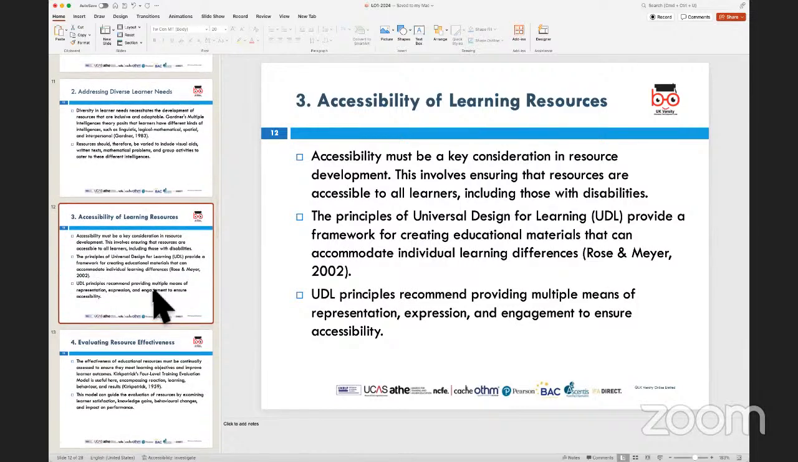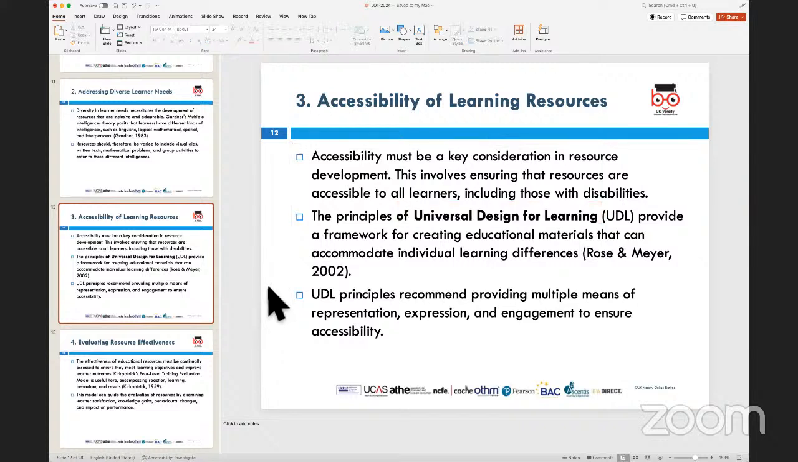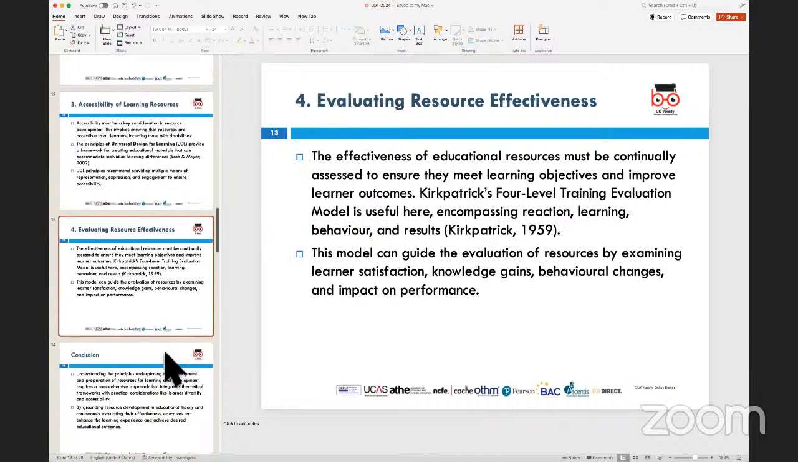Accessibility to resources, we've covered that. The principles of universal design of learning provide a framework wherein all the educational material that is prepared has to accommodate the needs of learners. And that could be for different learners having different preferences. We look at the evaluation of resources to see if they're fit for purpose.